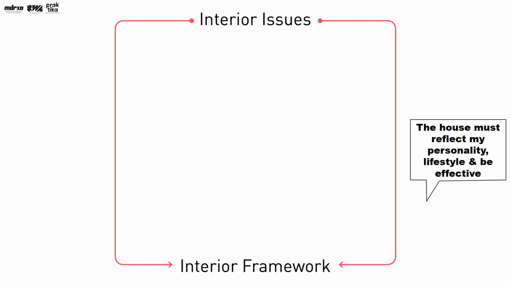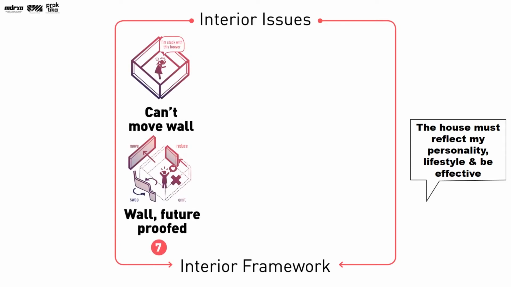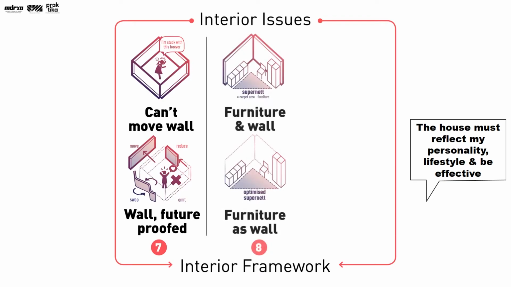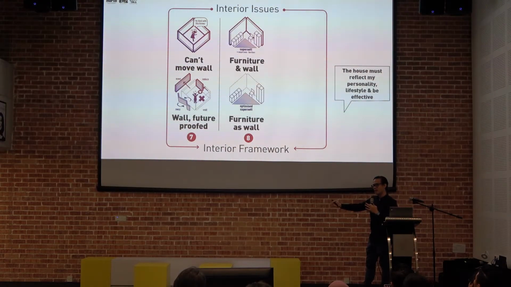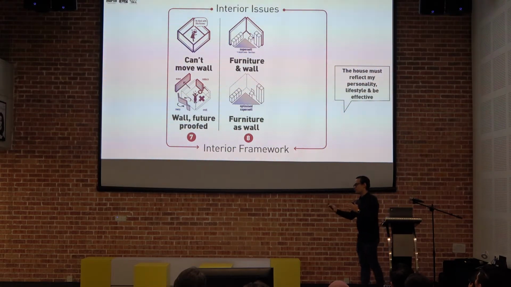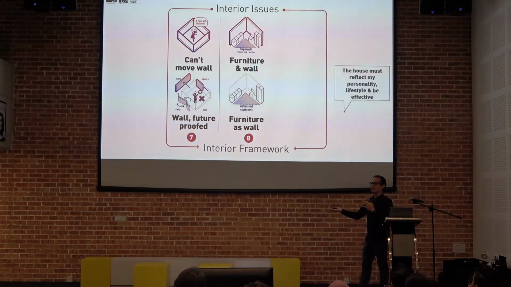The first one: we will make the interior free of any wall, so you can move your wall. We will make furniture as wall. So I created this term, super net. I'm sure you're familiar with carpet area, but carpet area does not deduct the amount of space that furniture occupies. Super net is the actual space you're able to enjoy. So in a 900 square feet apartment, actually you can enjoy like 400-something square feet.